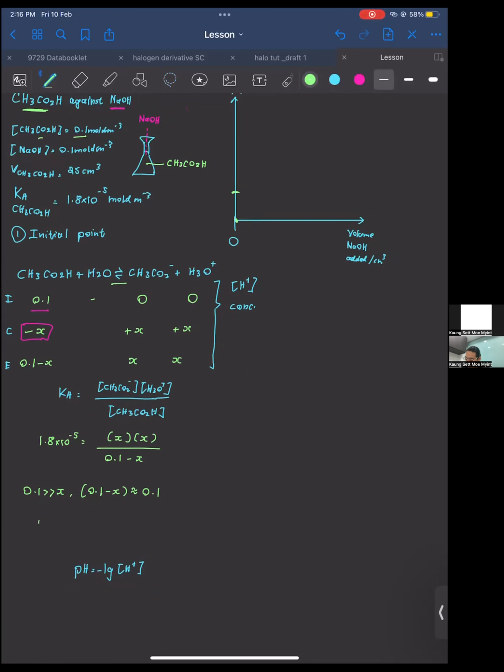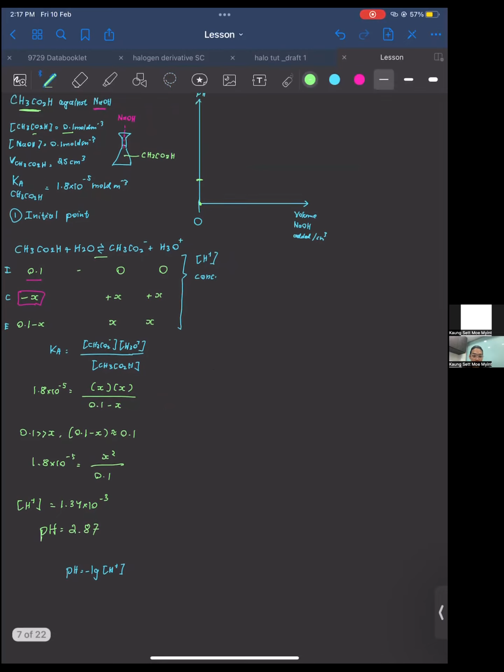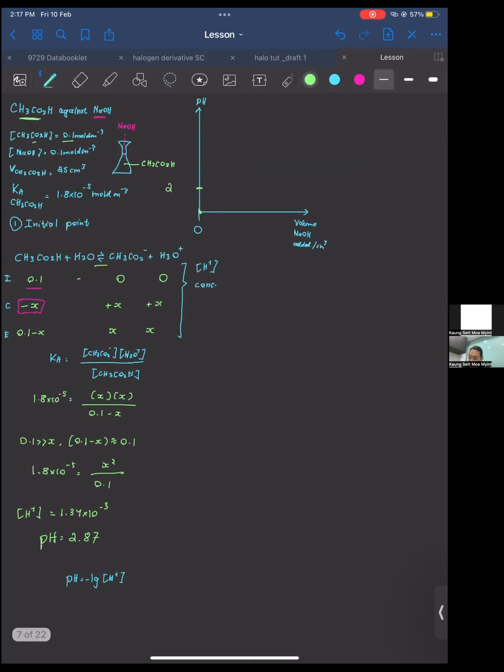So you put that in: 1.8 times 10 to the power minus 5 equals X squared divided by 0.1. If you solve for X, you can find out what the H plus concentration is. It will be 1.34 times 10 to the power minus 3. You put that into the pH formula, you will get 2.87. Okay. So this is the pH of the original solution of ethanoic acid, and that is our initial point over here. Okay, so that is the first step.